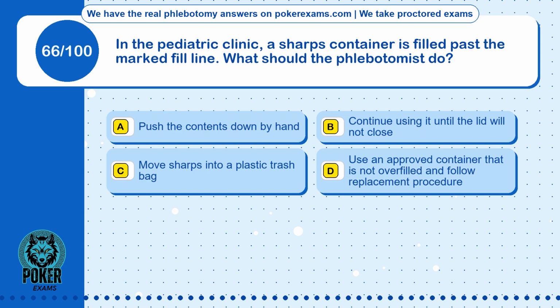Question 66. In the pediatric clinic, a sharps container is filled past the marked fill line. What should the phlebotomist do? Option A. Push the contents down by hand. Option B. Continue using it until the lid will not close. Option C. Move sharps into a plastic trash bag. Option D. Use an approved container that is not overfilled and follow replacement procedure.